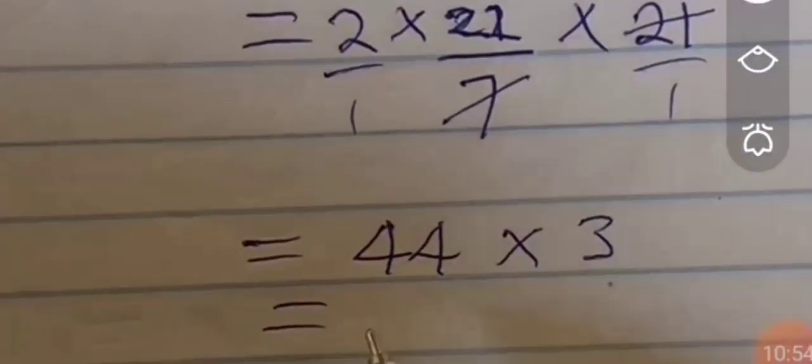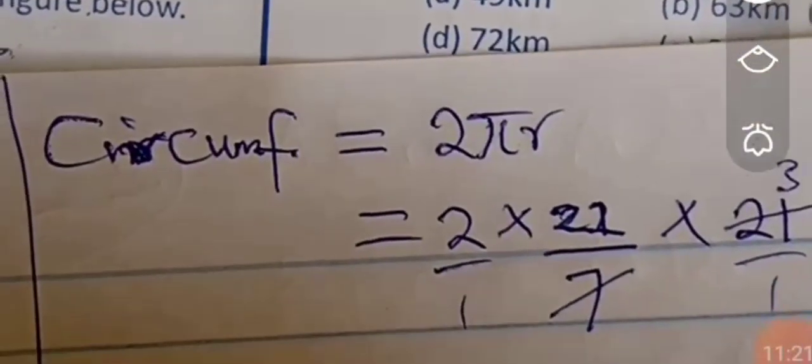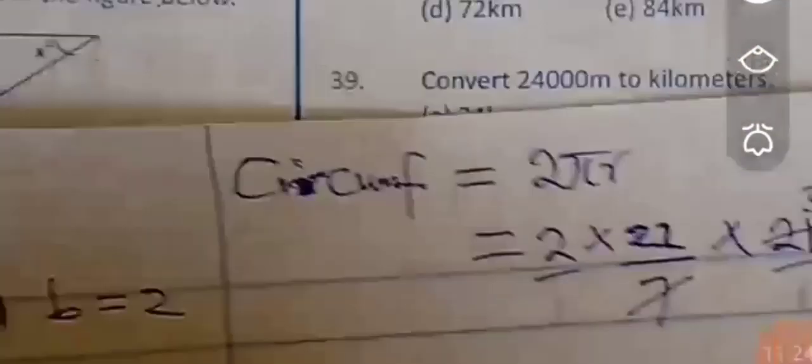times 3. So if you multiply that, 3 times 4 is 12. So you write 2, carry 1. 3 times this other 4 is 12 plus 1, we have 13. So we have 132. Remember, it's a circumference, so it's just a distance around the circle. So that is 132 centimeters. If we check, the correct option there is C.